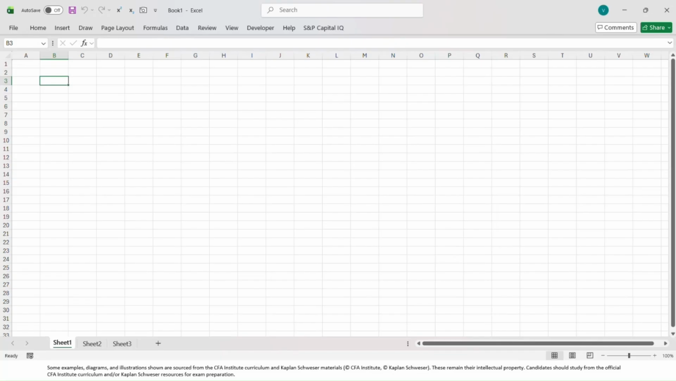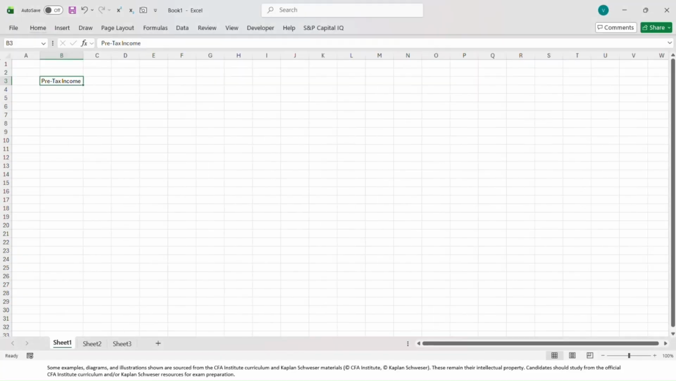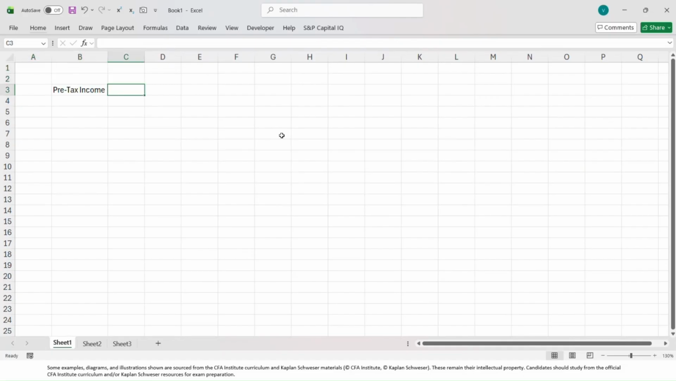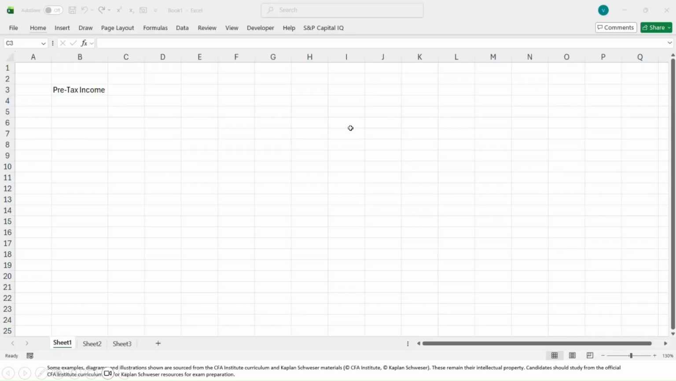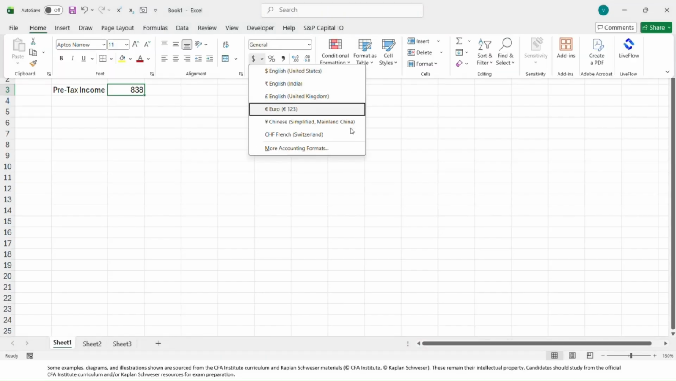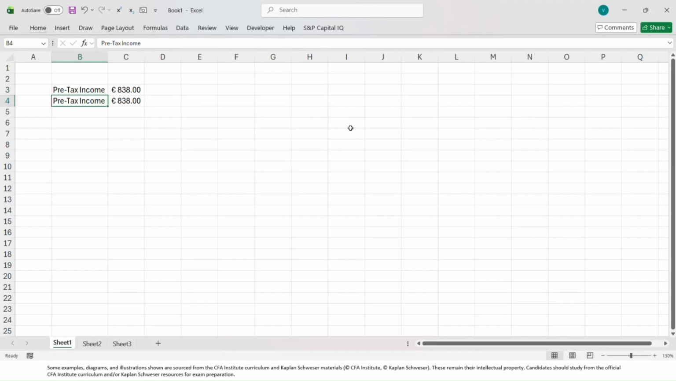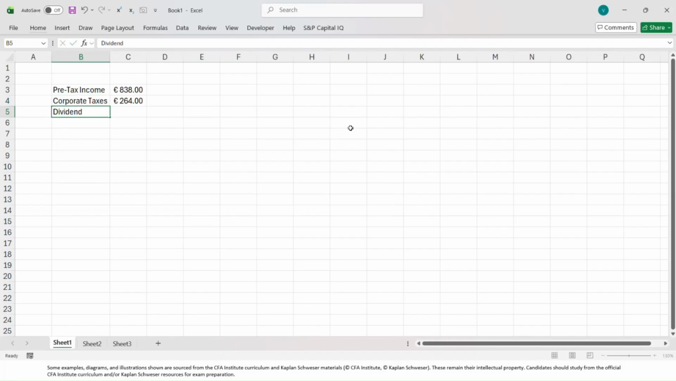So we have the numbers. We have been given a pre-tax income of, what was the pre-tax income number? 838 million and corporate taxes of 264. So we have 838 million euros as pre-tax income, and we have paid taxes of 264 million. Remember, this is my corporate tax. And it also says there is a tax on dividends which has to be paid, which is 30%.